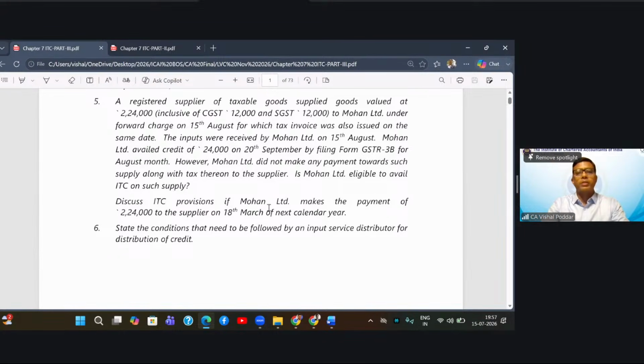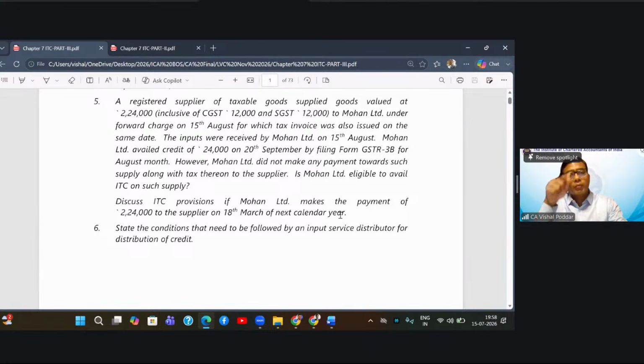So now it is given, discuss ITC provisions if Mohan makes the payment of this amount to the supplier on 18th March. So see, 15th August will start counting 180 days, correct? So 15th August to 15th September, October, November, December, January, February. So somewhere in February your 180 days will be completed. Now, since the 180 days are completing in February, while filing the February return, you should reverse this credit.